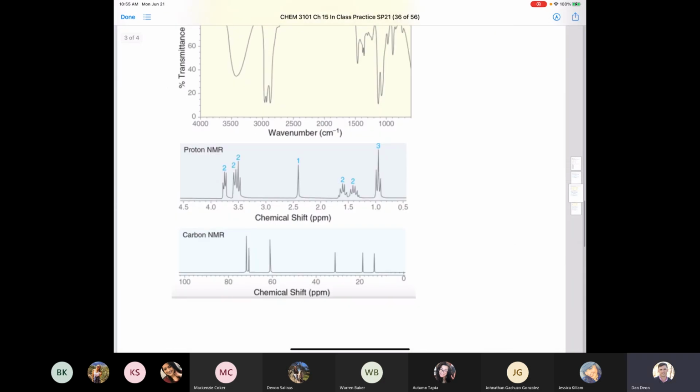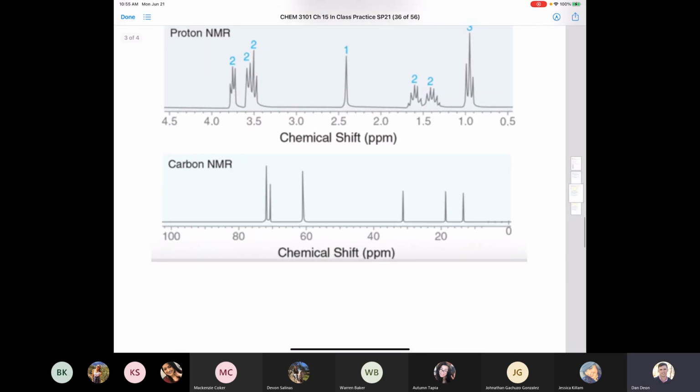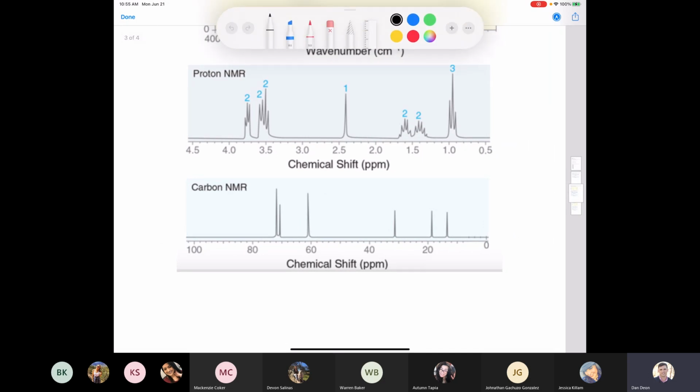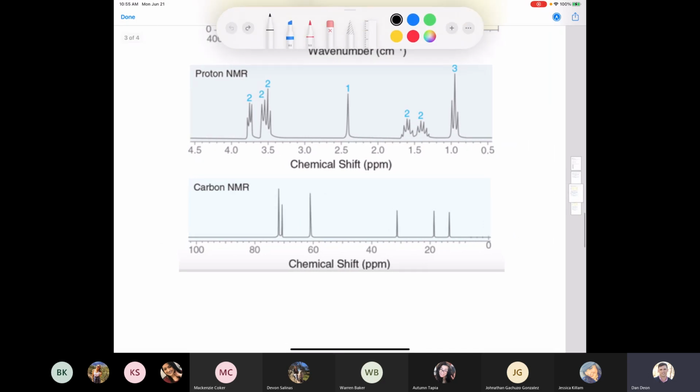So this is what a carbon NMR looks like. You see you have the proton NMR above. Now here they're not showing 0 to 7 parts per million. They're only going up to 4. But the carbon can go all the way up to 220 parts per million. But here they're just zooming in on the important part.